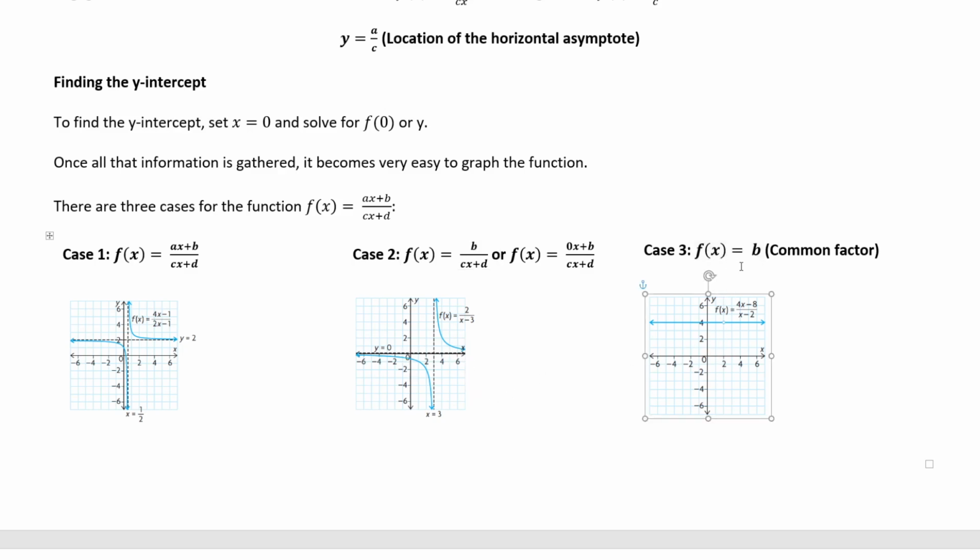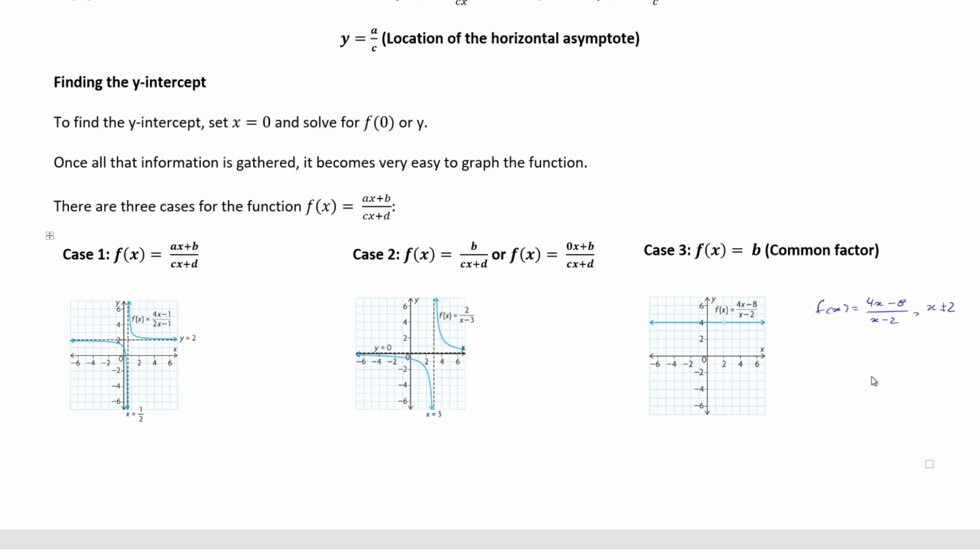And the last one is just f of x is equal to b, some sort of common factor. And that arises when you have, say, if you look right here, 4x minus 8. Well, if you factored out the 4, then you get x minus 2 over x minus 2, which then cancels. So we'll just do that quickly over here so you can see it a little better. So f of x is equal to 4x minus 8 over x minus 2. And again, you have to stipulate x cannot equal 2.